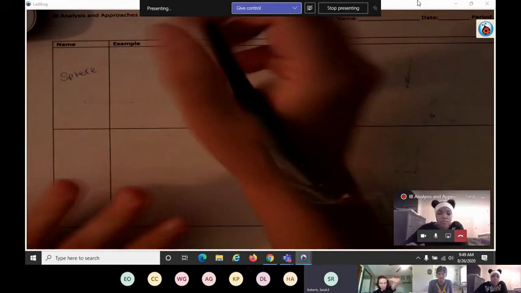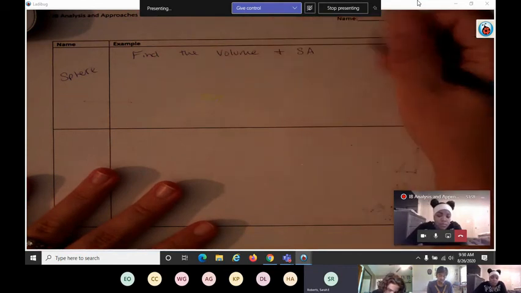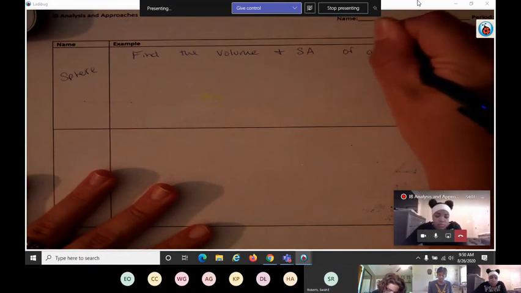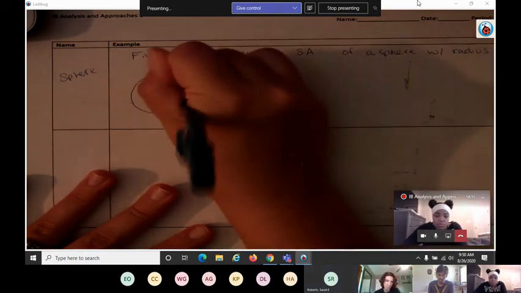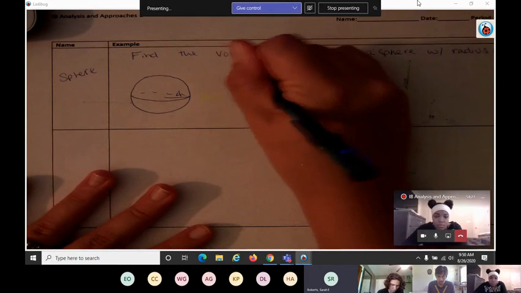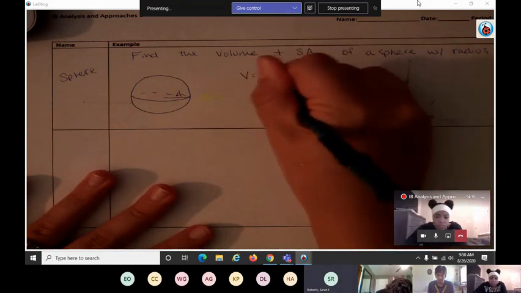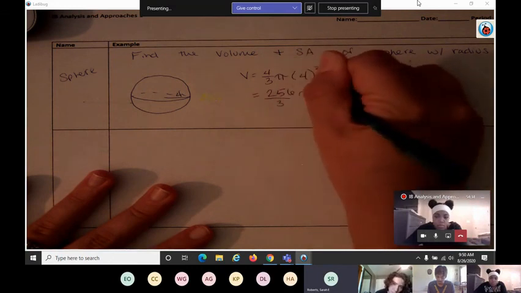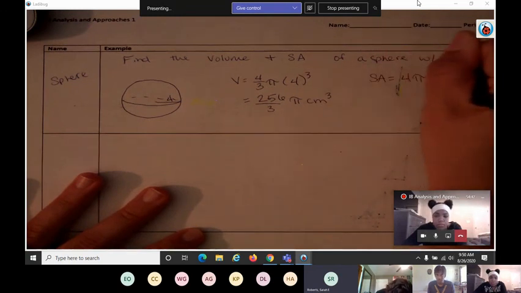Okay, so I want you to find the volume and surface area of the sphere with radius 4 centimeters. Okay, so I'm going to draw my sphere out. It has a radius of 4 centimeters. Volume is just 4/3 pi times 4 cubed. So you should end up with 256 over 3 pi centimeters cubed. Surface area is 4 pi times 4 squared. So 64 pi centimeters squared.